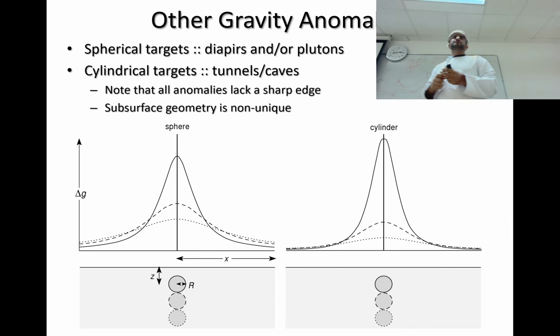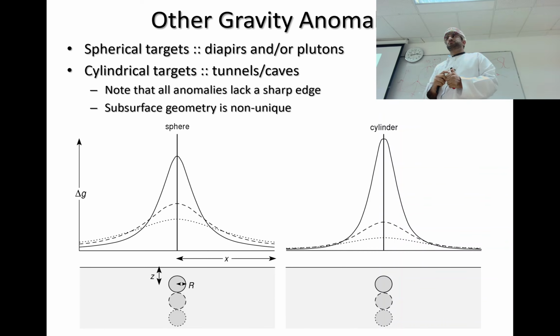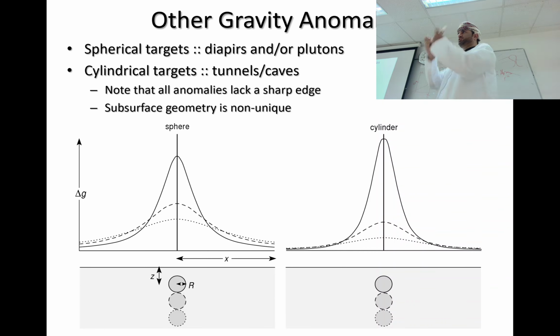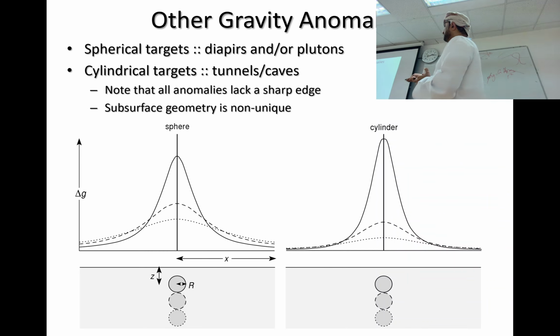Or plutons. What are plutons? Magma intrusions. Plutons are also magma intrusions. They are usually spherical shapes. So they give you an anomaly similar to this.